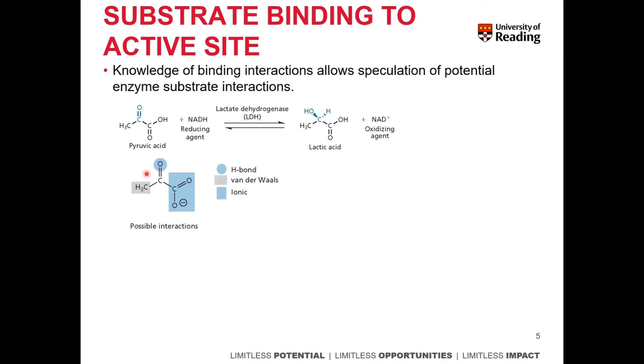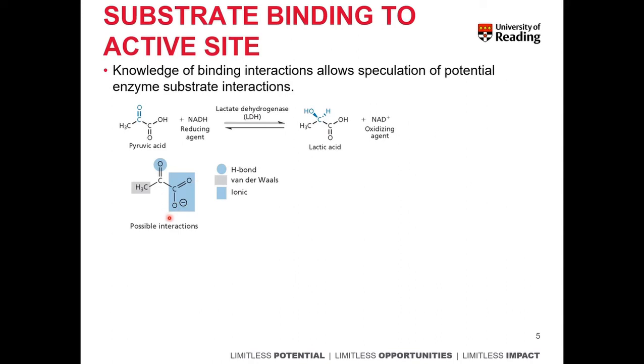And we can have a guess at the possible interactions these groups could form based on our knowledge of how these groups can interact with other functional groups. So, for example, we know that carbonyl groups can act as hydrogen bond acceptors because the oxygen has lone pairs that are available to interact with a hydrogen bond donor. We know that methyl groups can form van der Waals interactions with other aliphatic groups, so other groups like methyl groups, CH2 groups, etc. And we know that carboxylic acid groups can lose their proton.